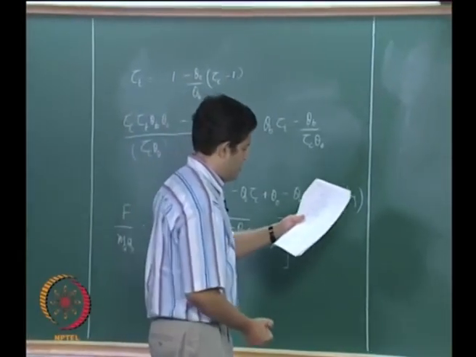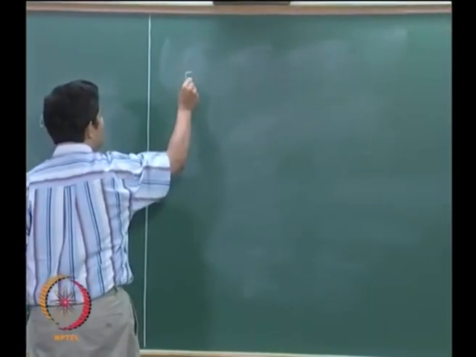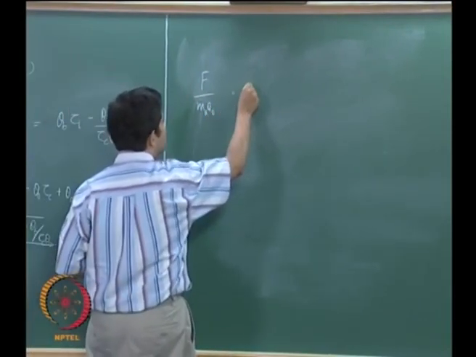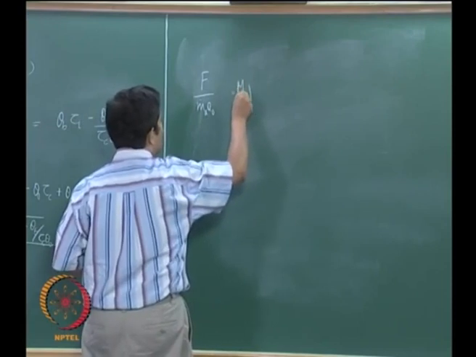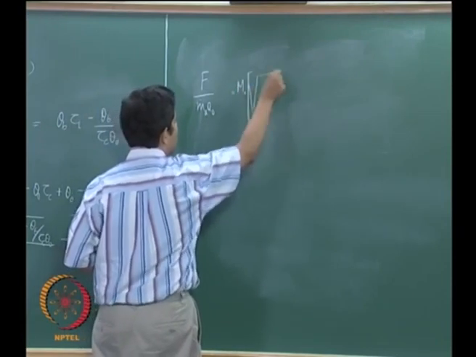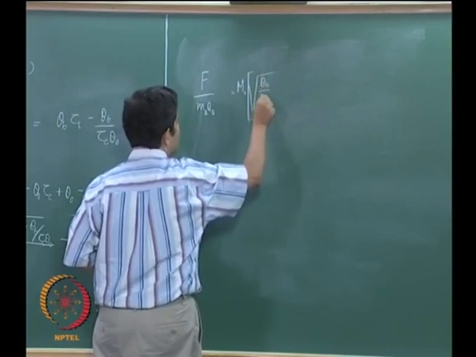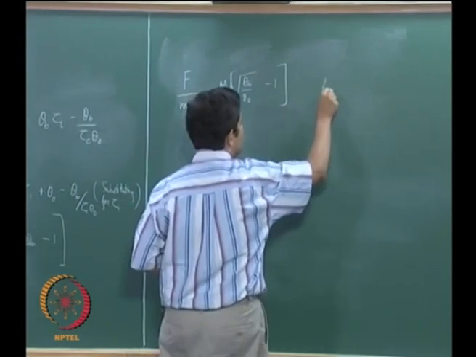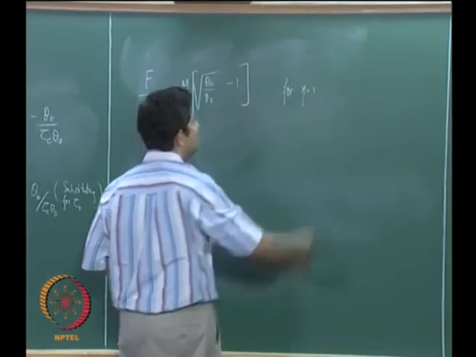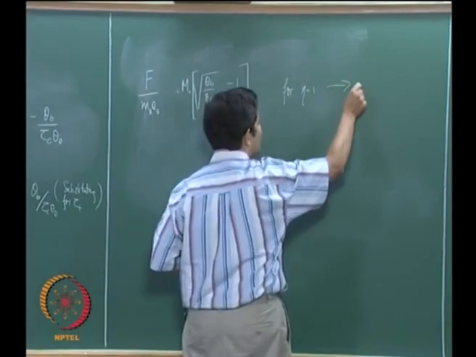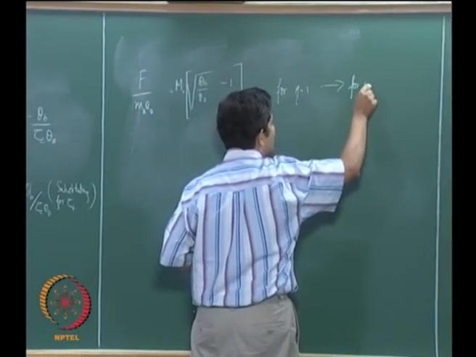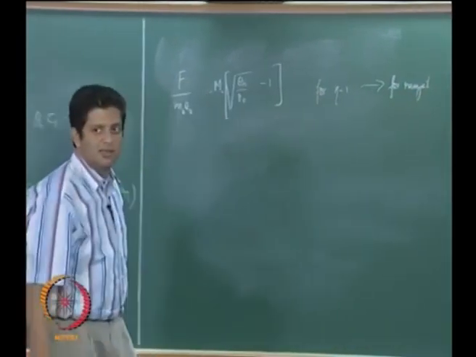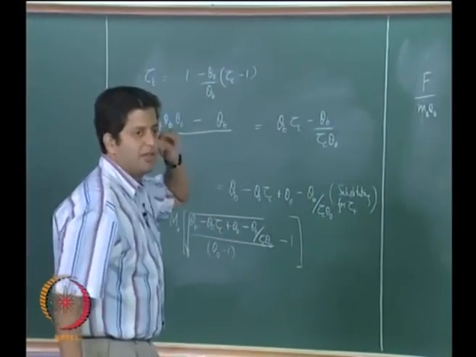The result for ramjet was F by m dot a naught is equal to m naught theta b by theta naught minus 1 for eta is equal to 1. This was the result that we had for ramjet.